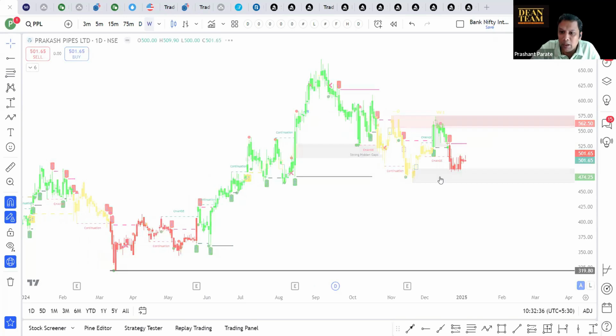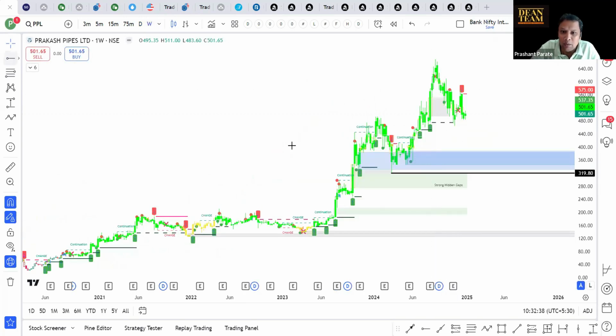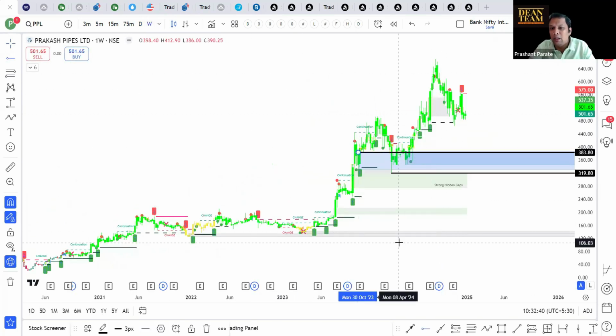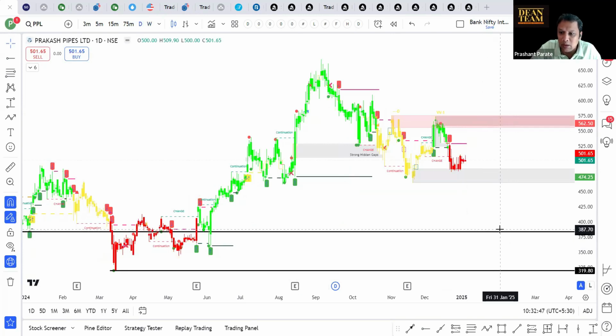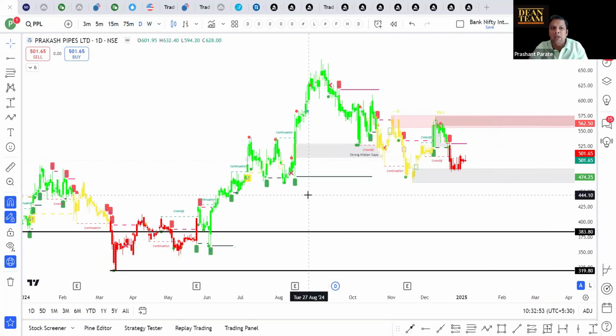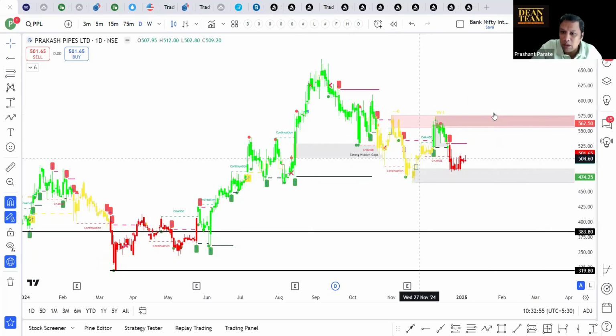So one can wait for buying area, and if price comes here at that time, let the trend on daily change and become uptrend. So if it comes to 383, 385, 400 levels, and then trend changes to up, after that retracement entry can be taken on daily chart. Or else here also if it goes up, then retracement entry can be taken.